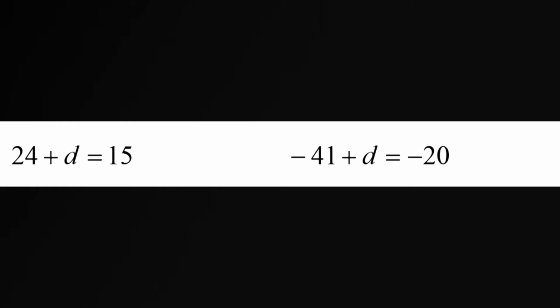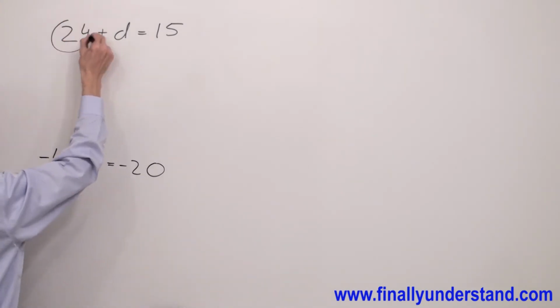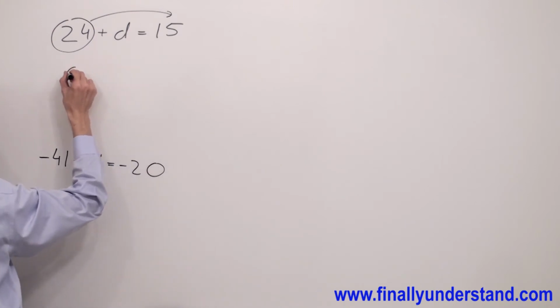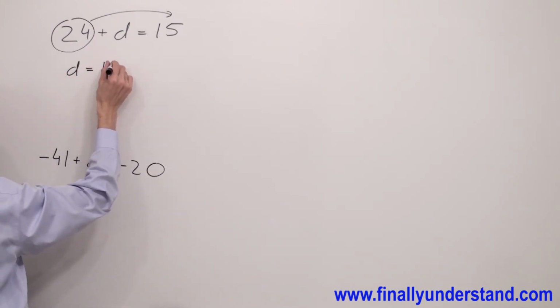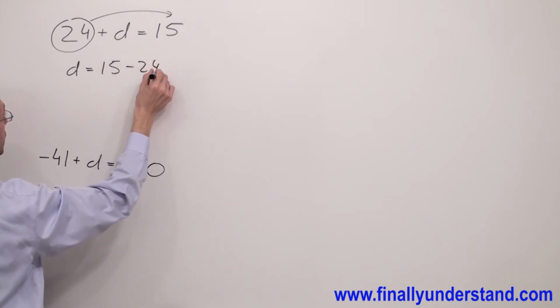24 plus d equals 15. I have to find the value of d. What do I have to do? I'm going to move 24 to the right side of the equal sign, and I'm going to have d equals 15 minus 24.